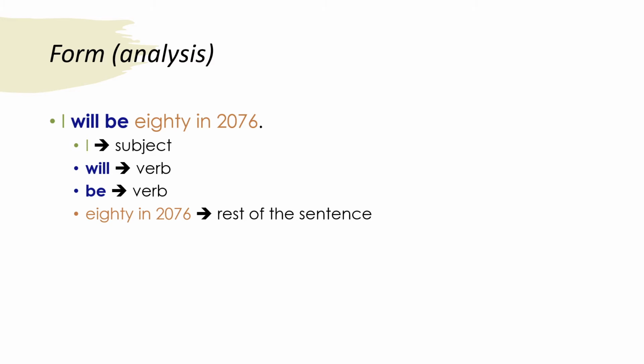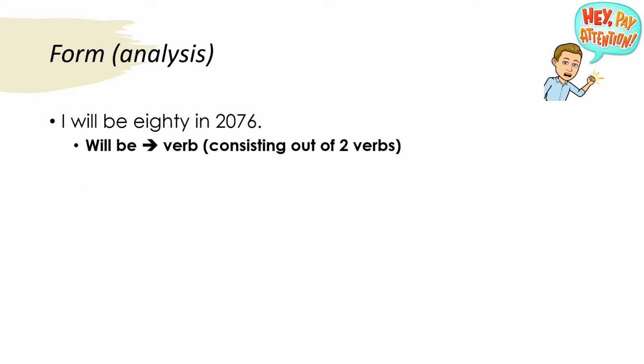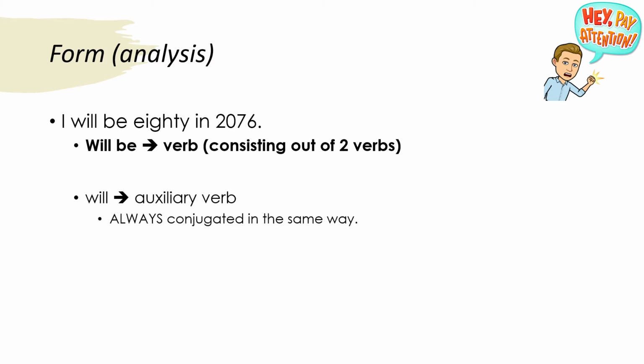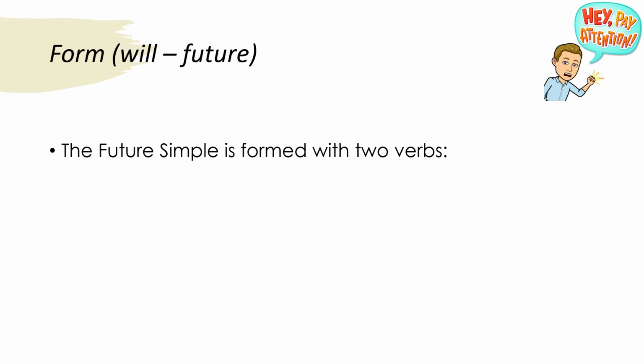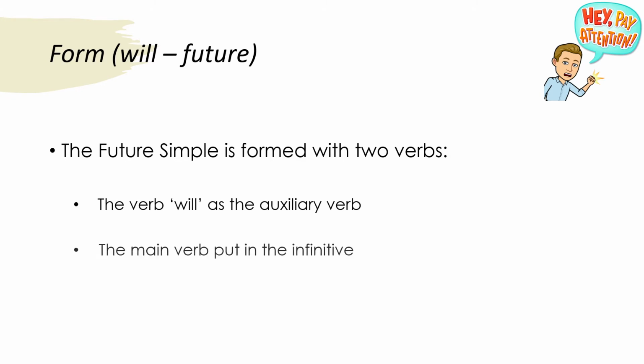Let's continue with this information and analyze them further. The first part in this example is will. We call this part the auxiliary verb and it is always conjugated in the same way. The second part is be. This comes from the verb to be. We call this our main verb. The main verb is put in the infinitive. This brings us to the following conclusion. The future simple is formed with two verbs, the auxiliary verb will and the main verb in the infinitive.